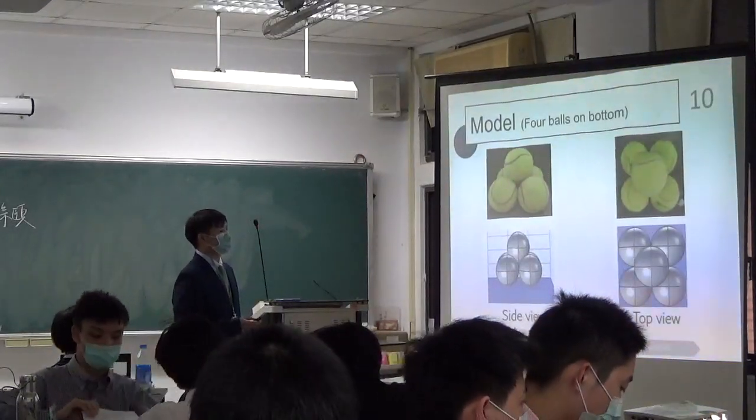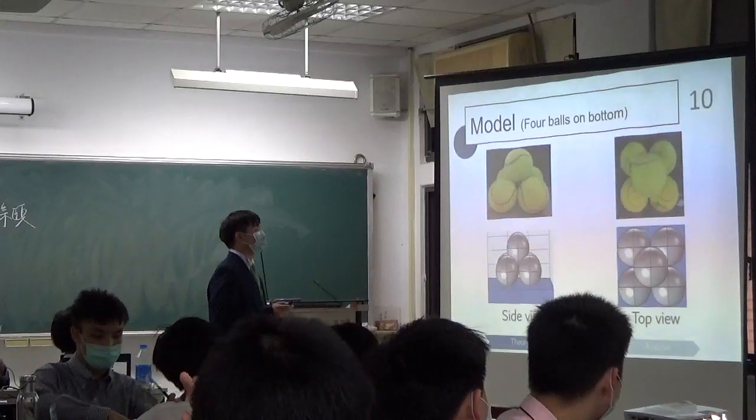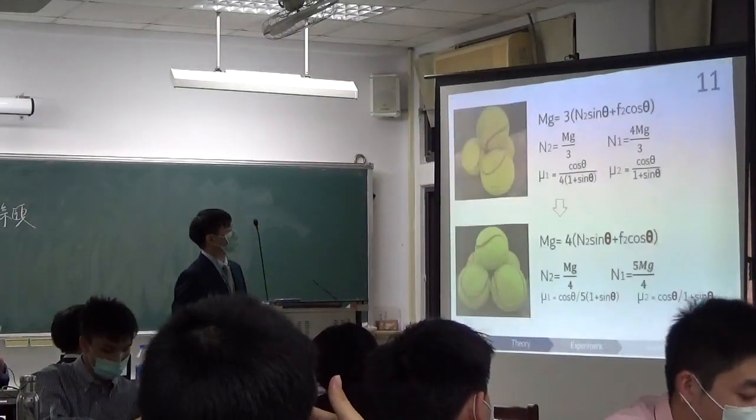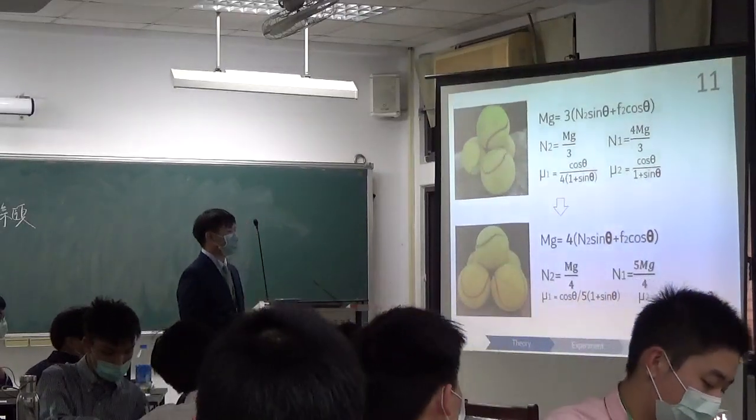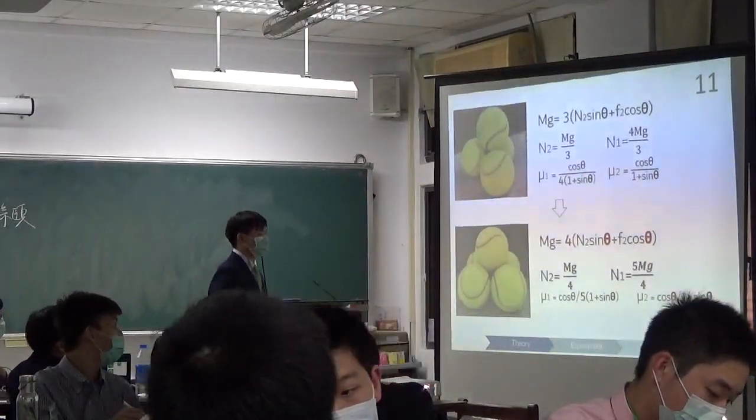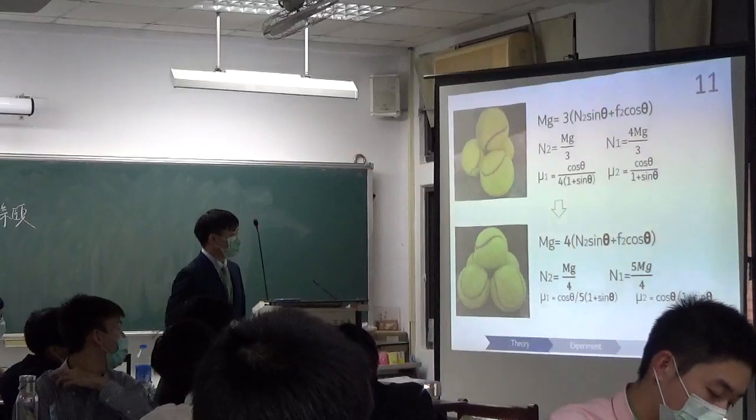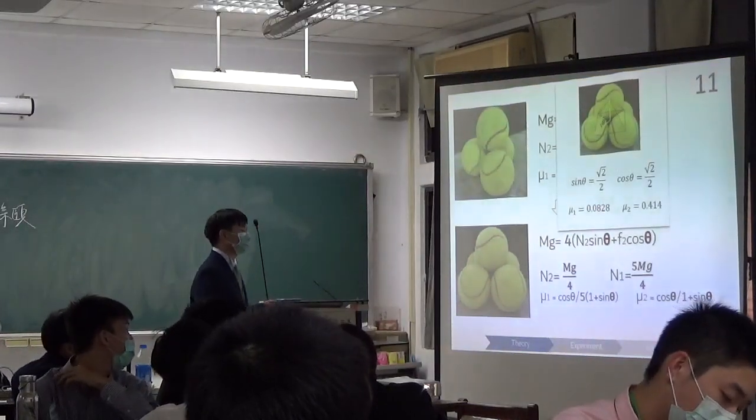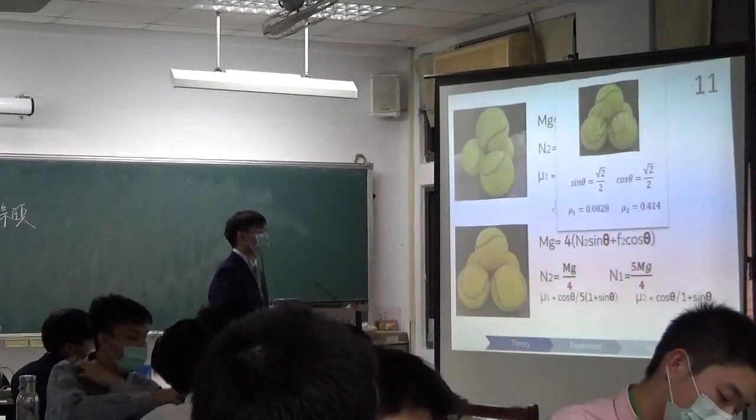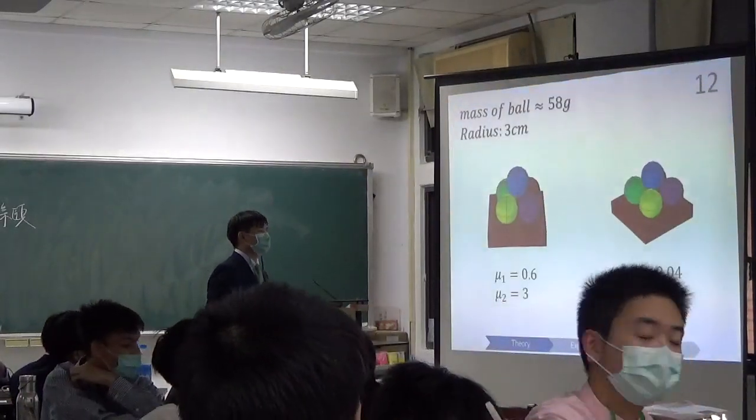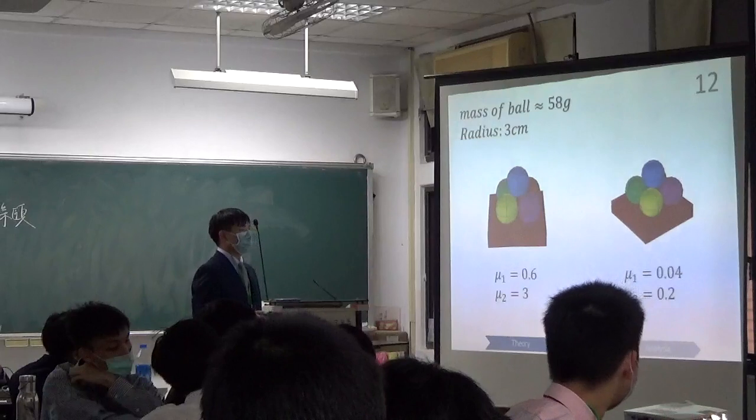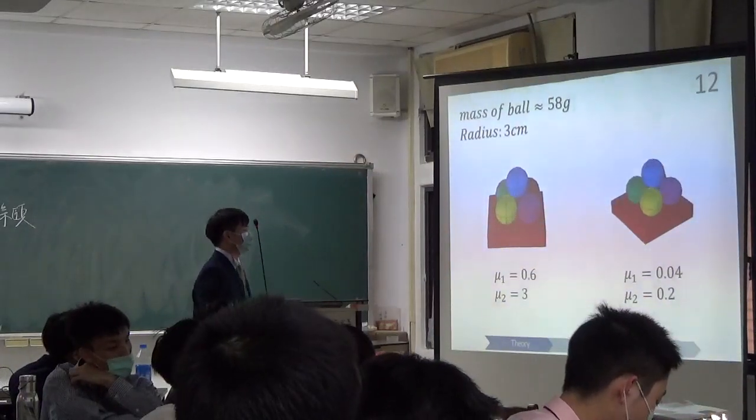In this part, I will discuss the model of the 4 balls on bottom. And although the concept of equation is same, but the part of the number will a little different. So according to these 2 equations, we could gauge the value of mu1 and mu2. And also, we could use the console to simulate these 2 situations.